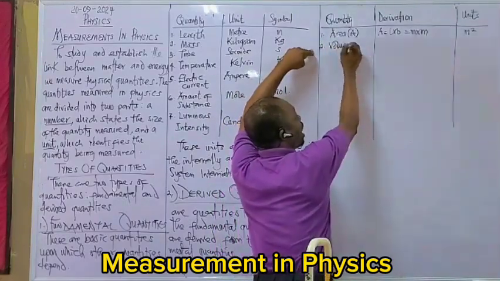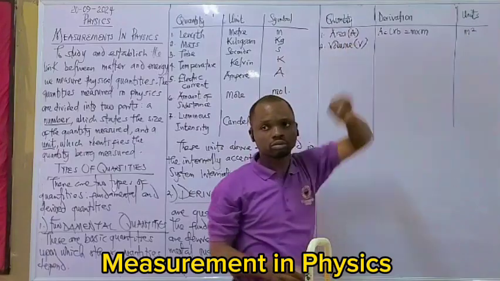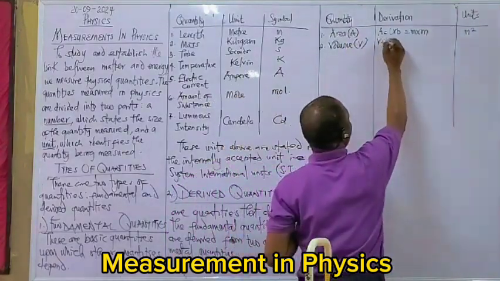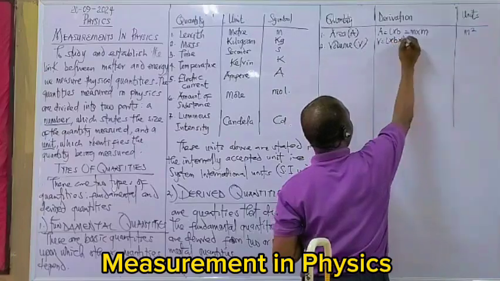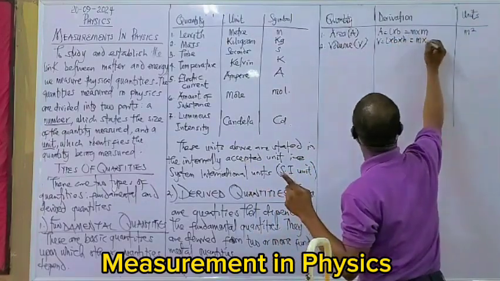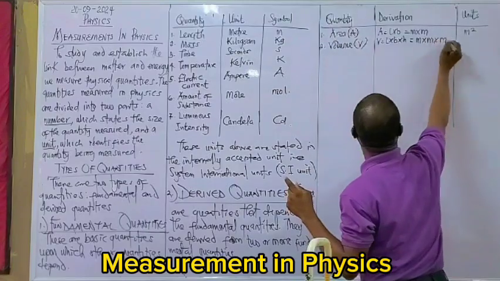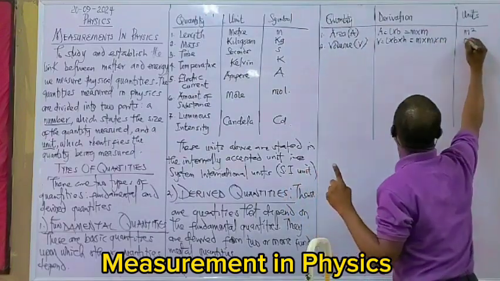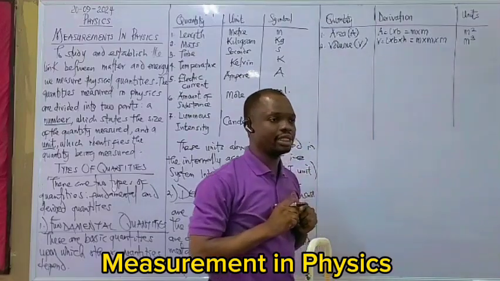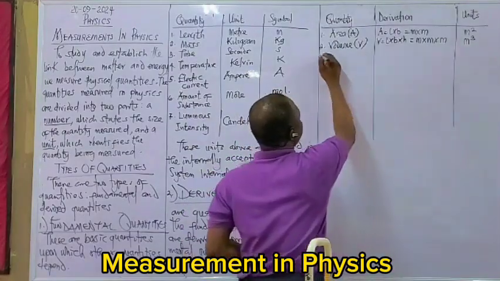Volume, V. Volume is length times breadth times height. Can you tell me, everybody? Meter times meter times meter. What will that give us? Meter cubed. The next thing is density.